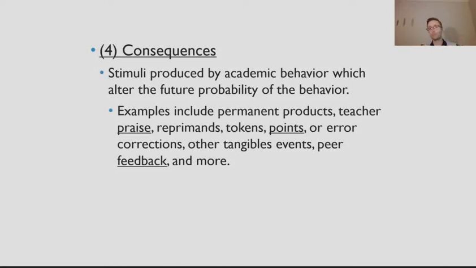These are stimuli produced by the academic behavior which alters the future probability of the behavior, either increases the probability it will reoccur, that's reinforcement, or decreases the probability that it will reoccur, that's punishment. Now examples of consequences include permanent products, so the results of the student's behavior that are automatically produced and are a change in the environment that's permanent enough for someone else to observe it.